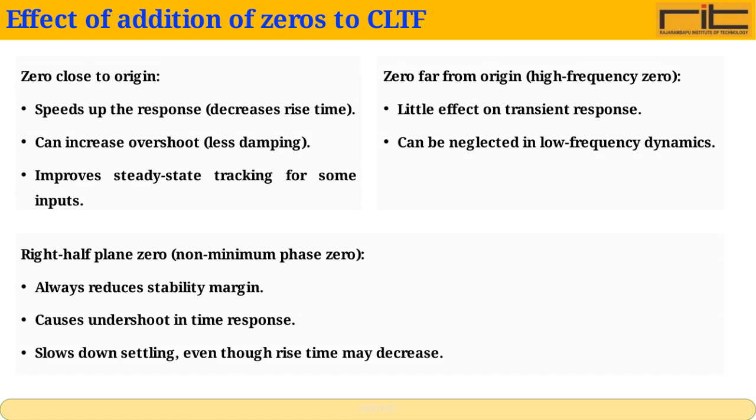Finally, a right half plane zero, or a non-minimum phase zero, has a more complicated and generally negative effect on the system. It always reduces the stability margin, making the system more prone to oscillations or instability. Additionally, it causes an undershoot in the time response, where the output initially moves in the opposite direction before settling. While the rise time may actually decrease, the overall settling time is slowed down, so the system takes longer to stabilize. This makes controlling systems with right half plane zeros particularly challenging.